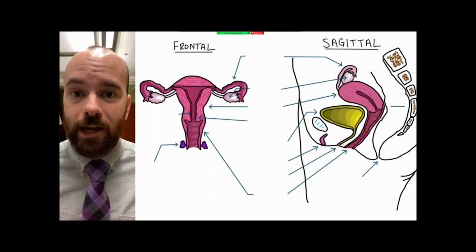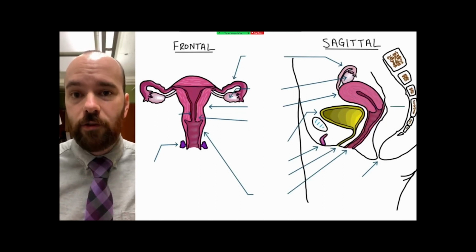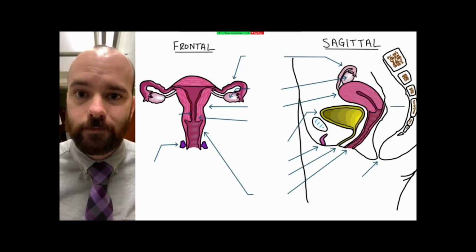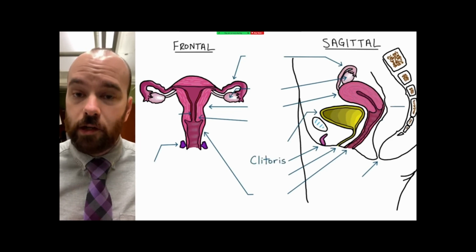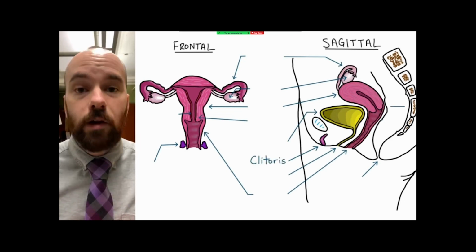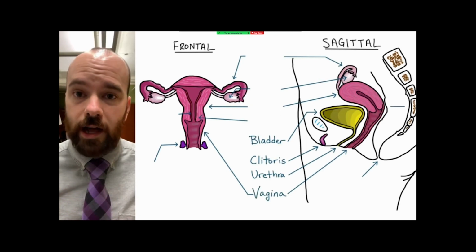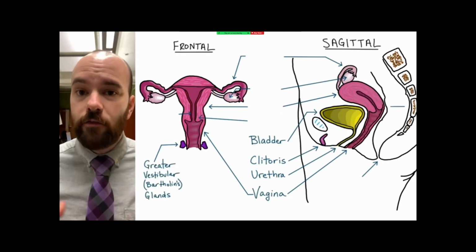All right, let's do a quick recap. Take a look at this sagittal and frontal cross section. Pause the video and see if you can identify all of the structures as well as what they do. Starting with the anterior side, we have the clitoris, which is erectile tissue. We have the urethra, which connects up to the bladder. We have the vagina or the vaginal canal, the Bartholin's glands or the greater vestibular glands.